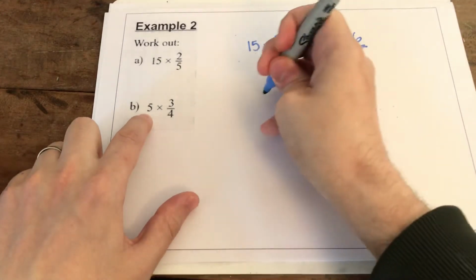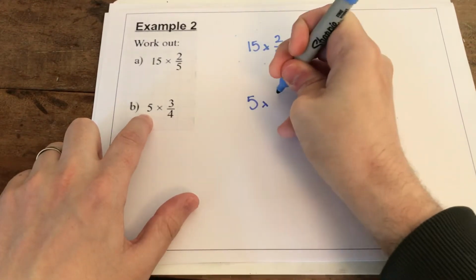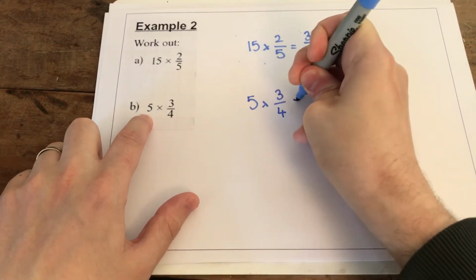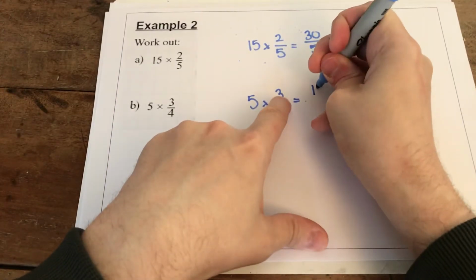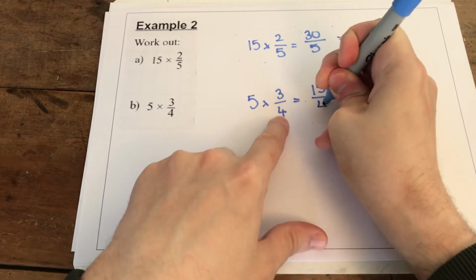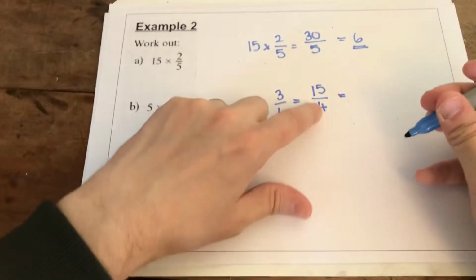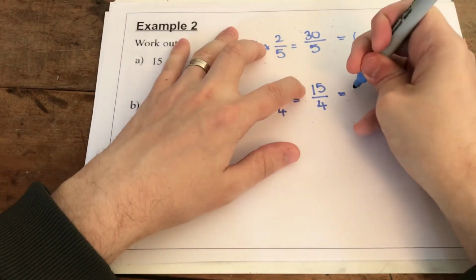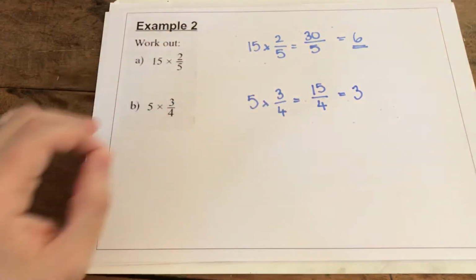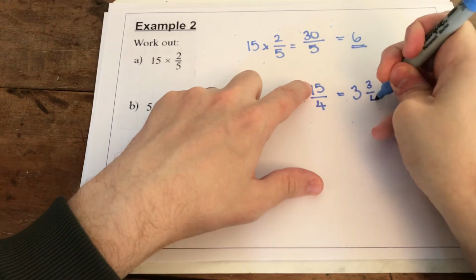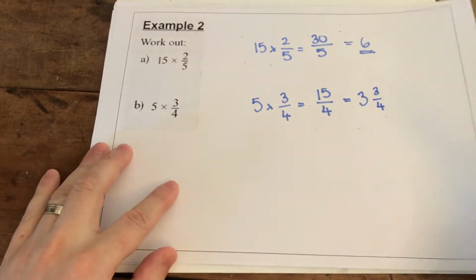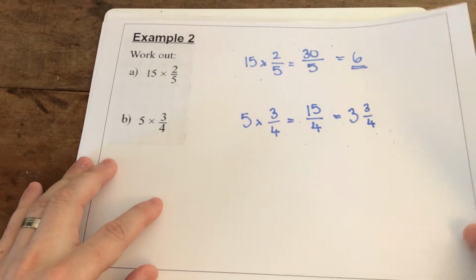For this one here, I'll do 5 times 3/4. I go 5 times 3, which gives me 15/4. How many 4's go into 15? It goes in 3 times with 3 remainder, because 3 times 4 is 12. And that's all we have to do for that.